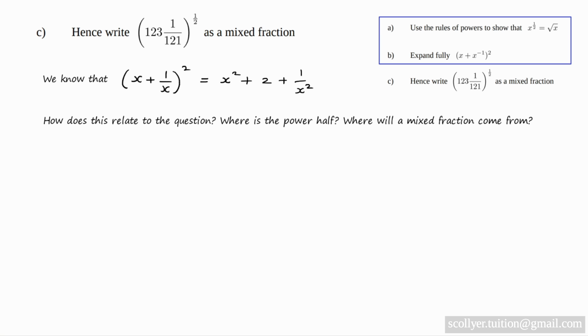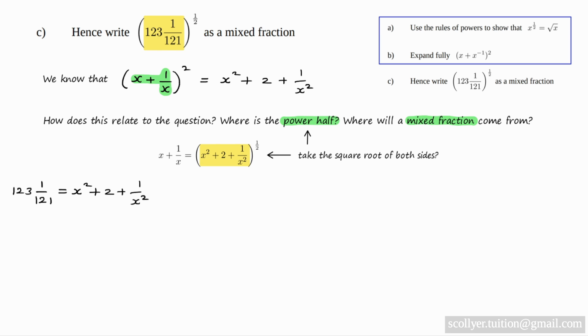Well, a mixed fraction is a whole number plus a fraction, and the squared quantity in the expression above looks suspiciously like a mixed fraction. And as for the power half, we could introduce one by taking the square root of both sides of the expression in question, which would produce this new expression. And we would then naturally want to equate these two expressions, like so.